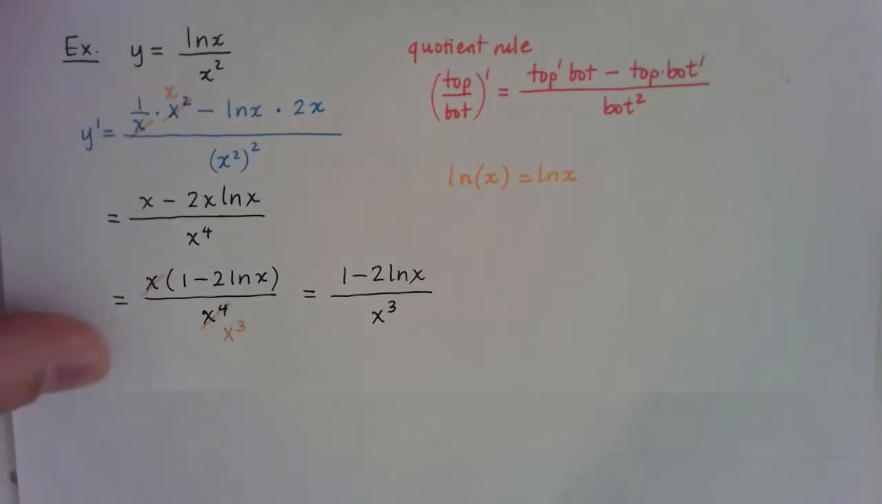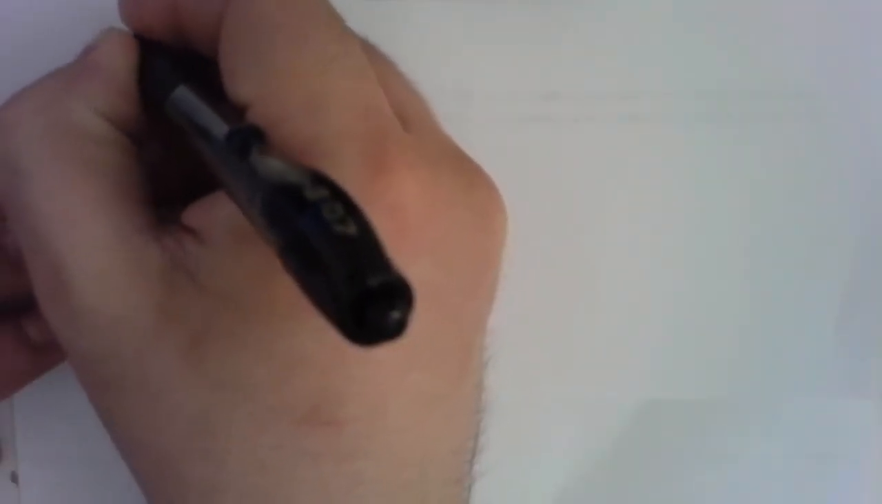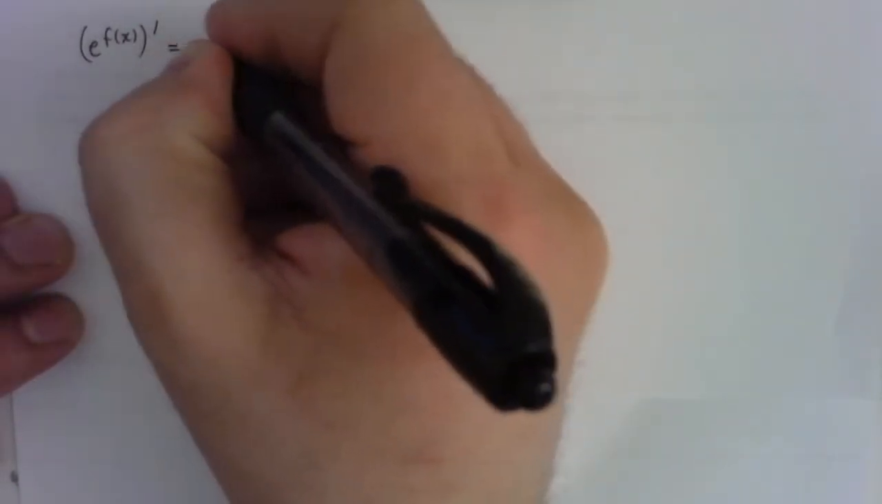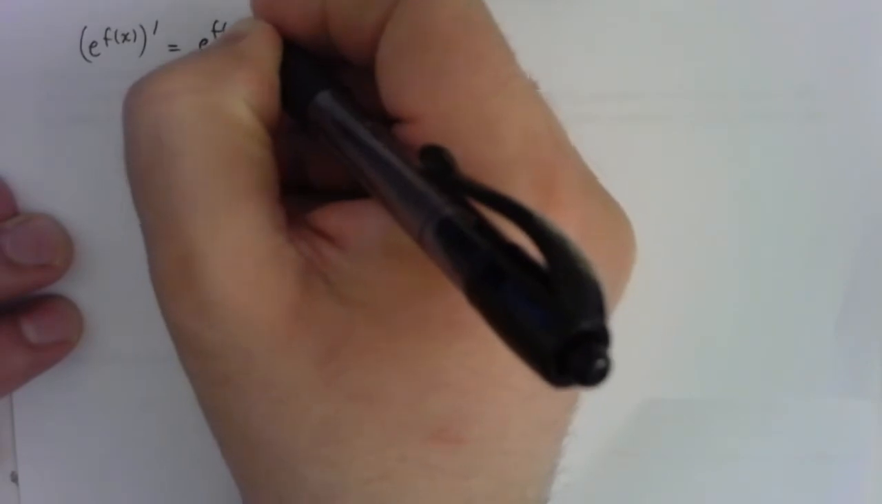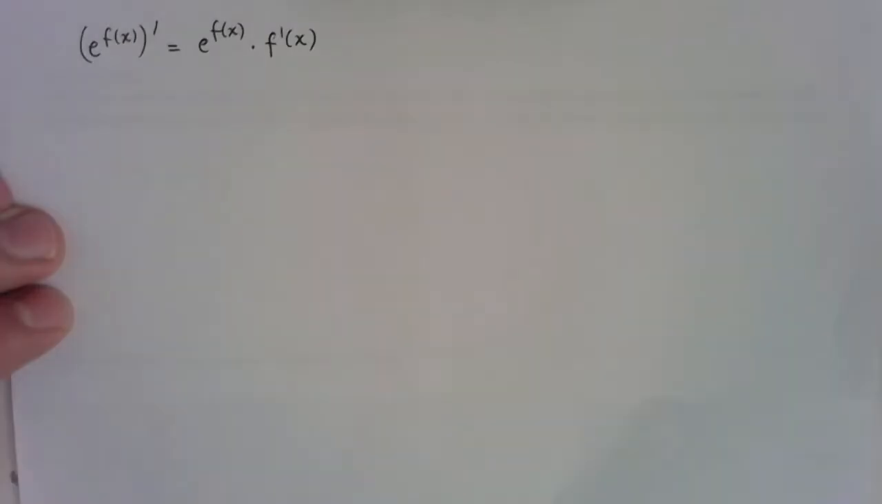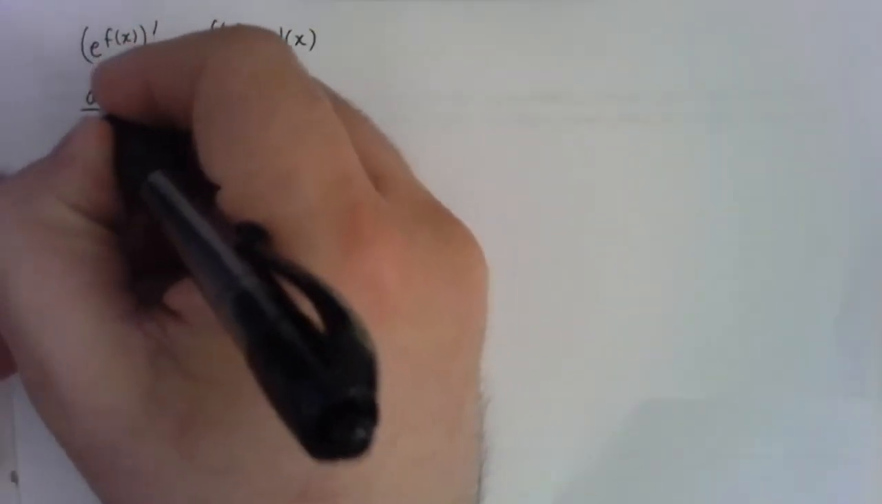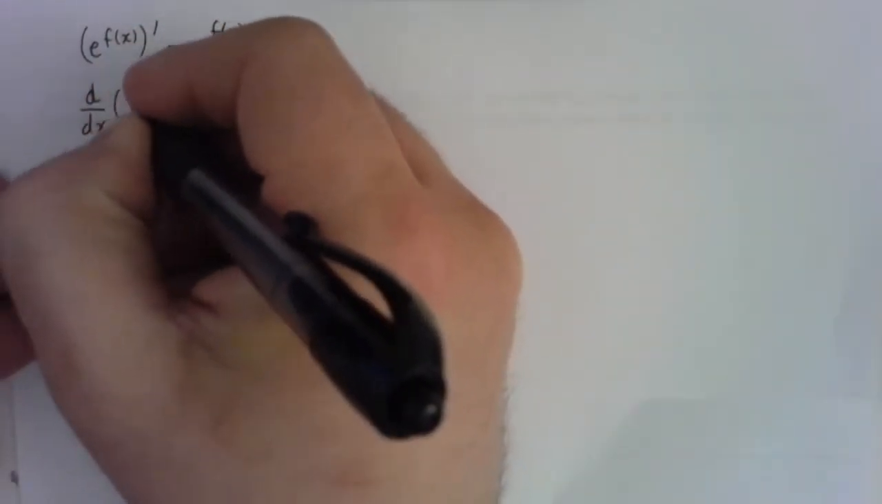Now, we have a similar rule to the one we had for exponential functions. Remember, that's kind of a recall. If you want to find the derivative of something like e to the f of x, that was e to the f of x multiplied by f prime of x.